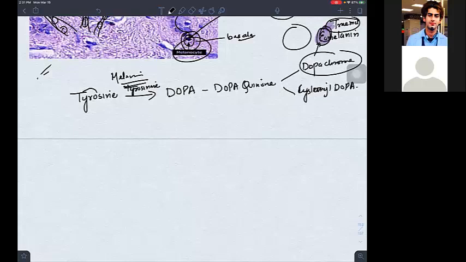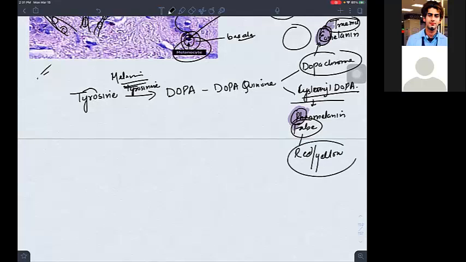Now this cysteinyl dopa produces what? Pheomelanin. Pheo means false, false melanin. That means you will be more red, like Europeans. So red or yellow. Are we able to understand? So eumelanin, eu means true, and pheo means false. The false melanin gives you a reddish color.